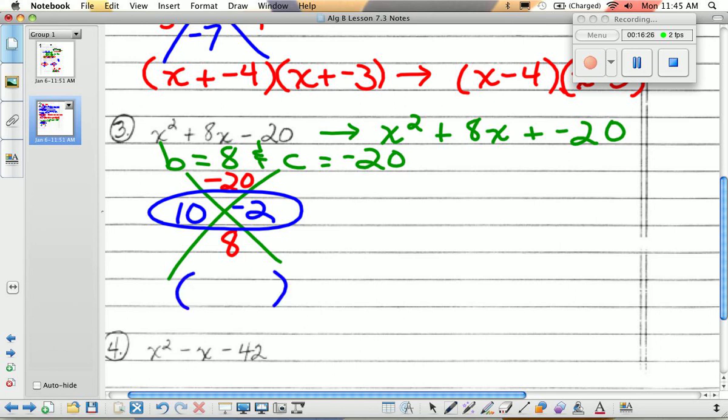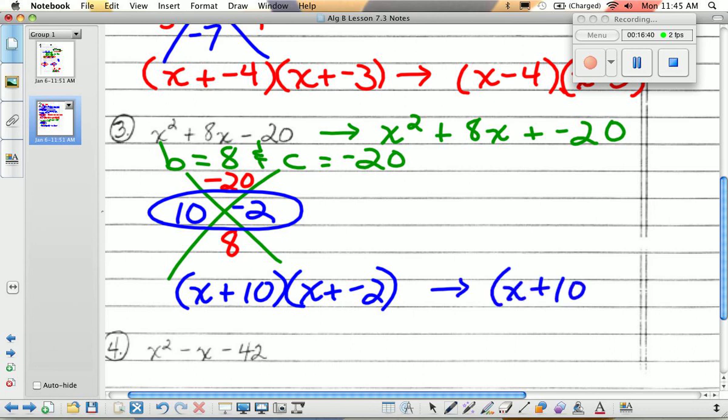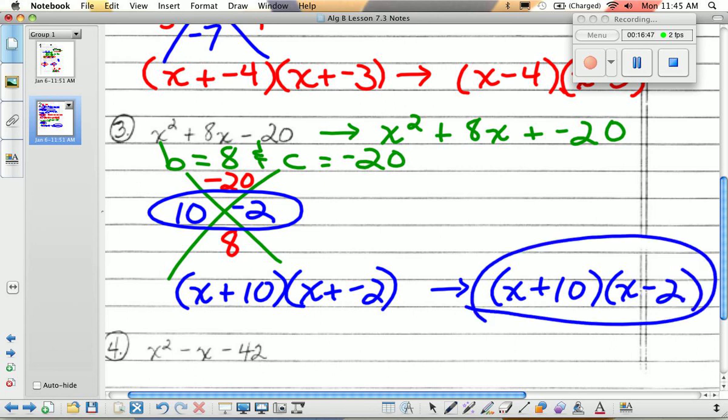Okay, so our factors are what? X plus 10 and x minus 2. X plus 10, x plus negative 2, and it cleans up to x plus 10, x minus 2. There's our factored name. Can I just write it cleaned up right away? Yeah, you can write it cleaned up right away, same as adding the opposite.